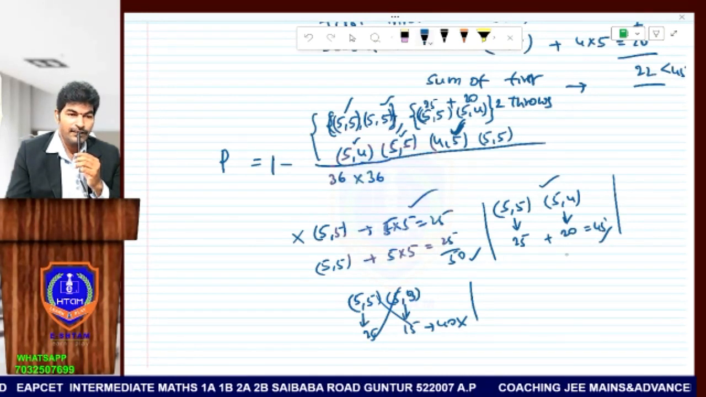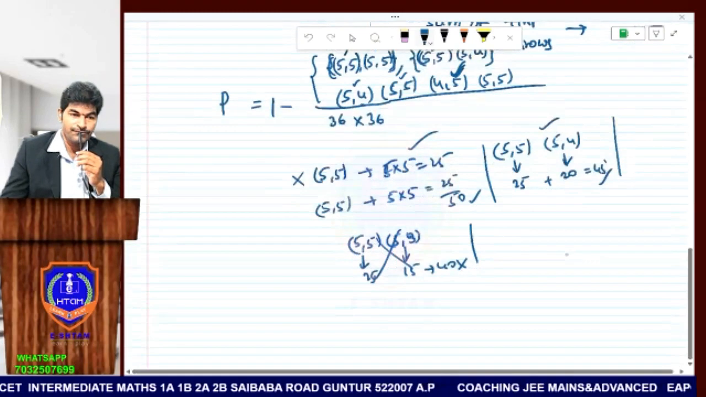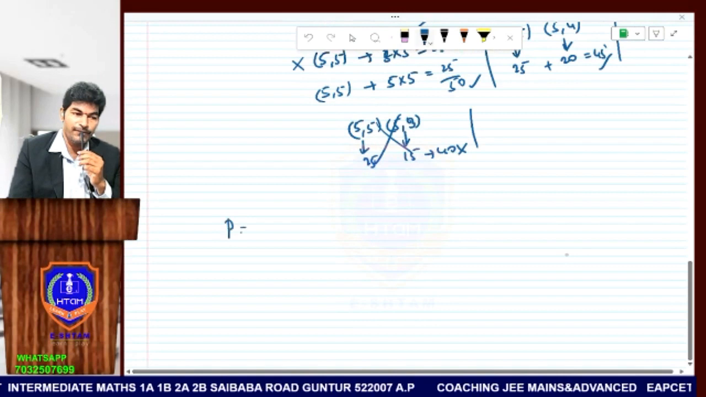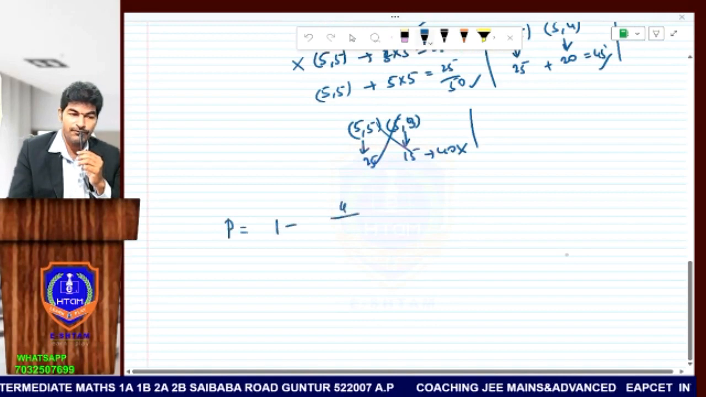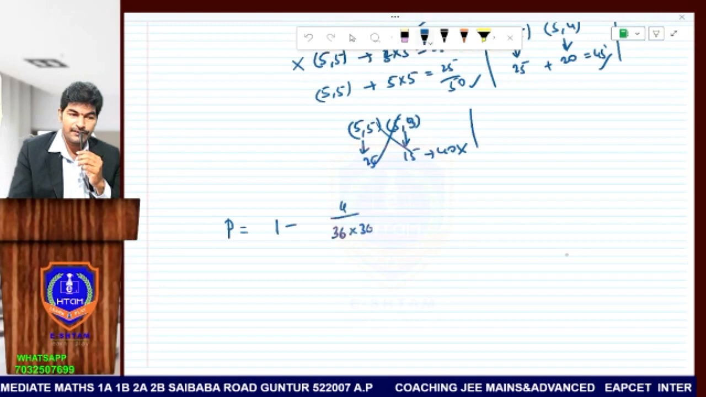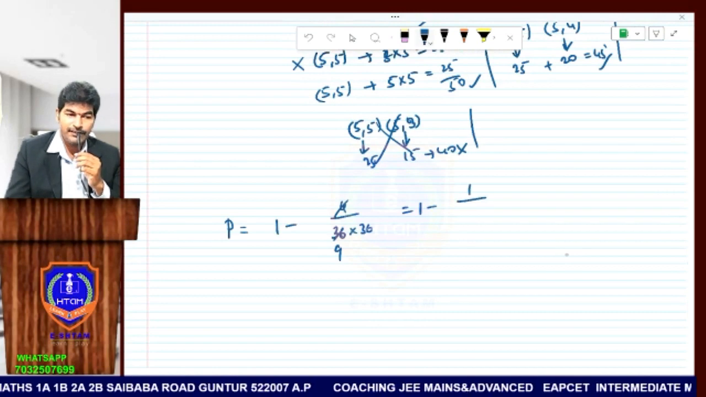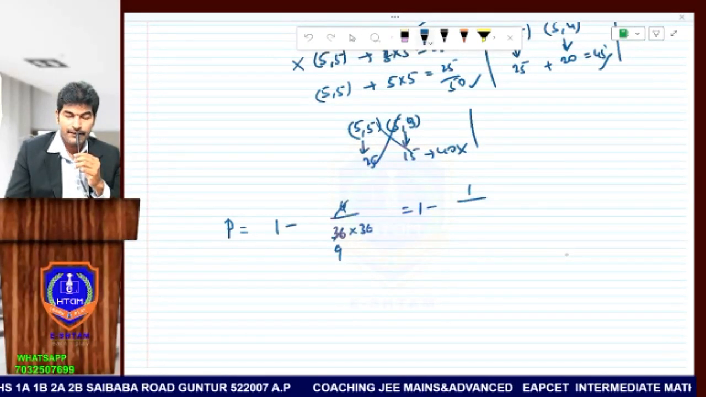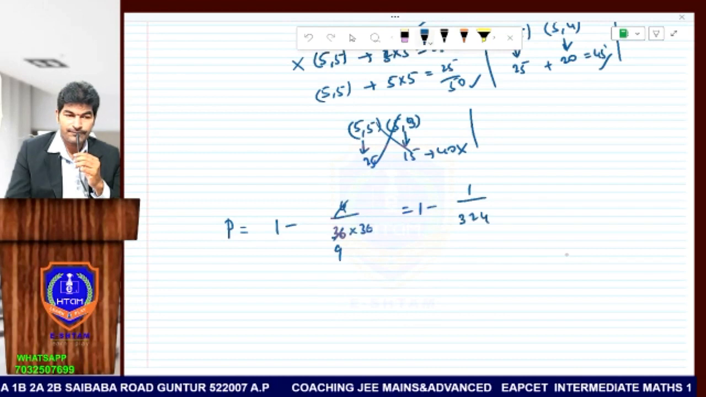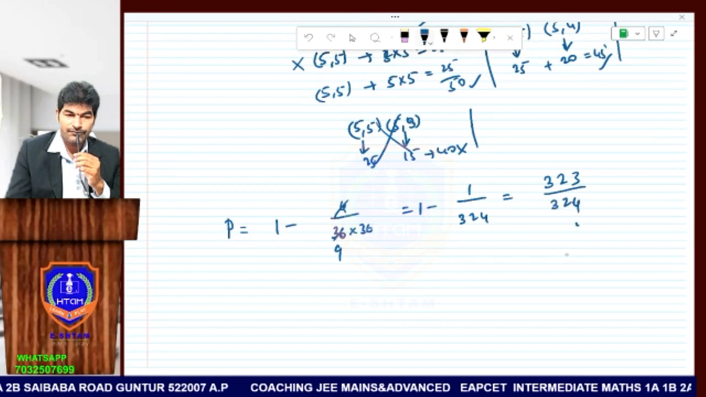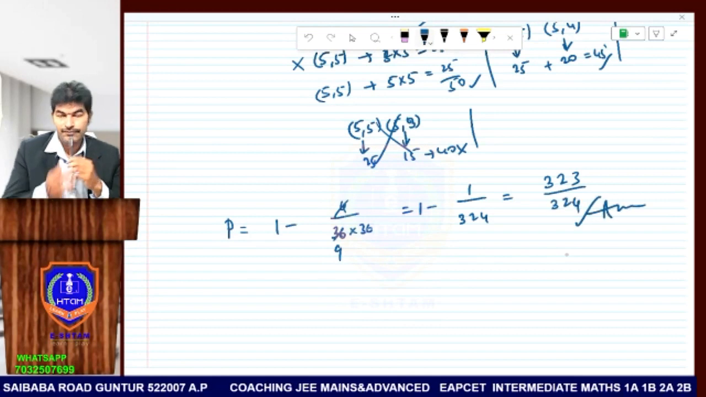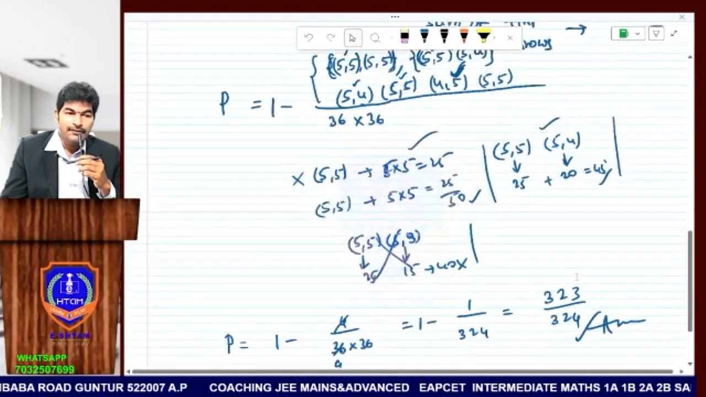Are there any other events? No. Only how many did we get? Totally 4. So probability P equals 1 minus 4 out of 36 into 36. So 4 goes into 36 nine times. So 1 minus 1 by 81, which is 80 by 81... the answer is 323 by 324. Okay, understood? Yeah.